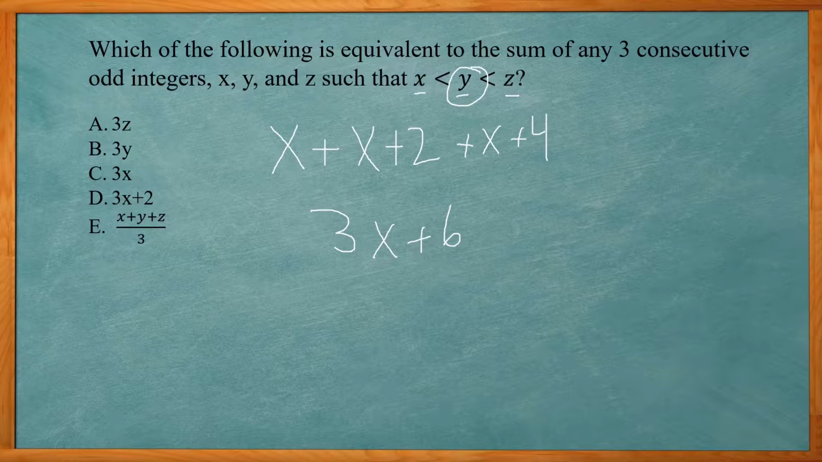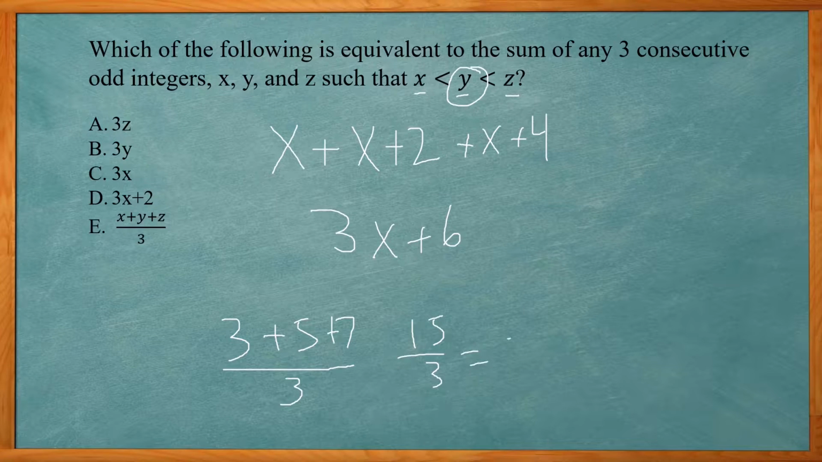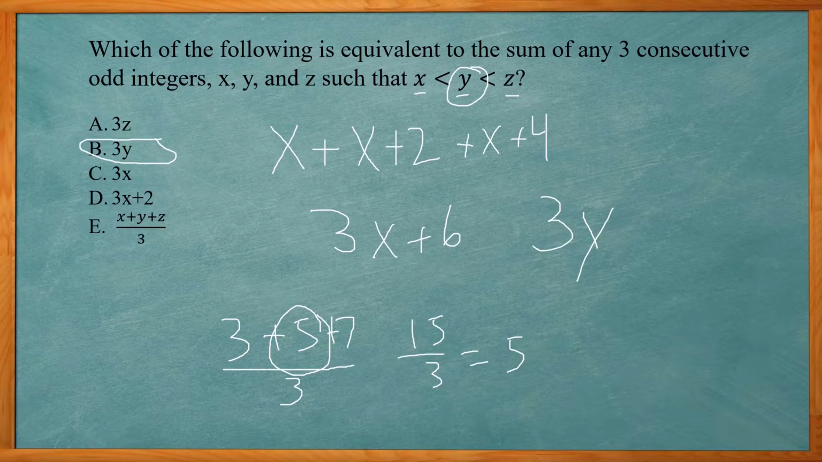Just for example, if I had 3 plus 5 plus 7, I'm going to divide it by 3. We get 8 and 7 is 15. 15 divided by 3 is 5. So if you add up 3 consecutive odd integers, the mean of those would be the middle term. So then the sum of those can be just 3 times the middle term, which is y. So our answer choice B, where we have 3y, would be the correct answer.